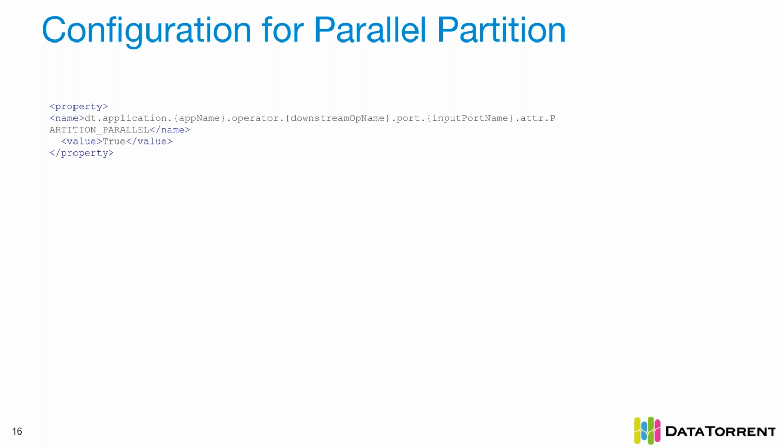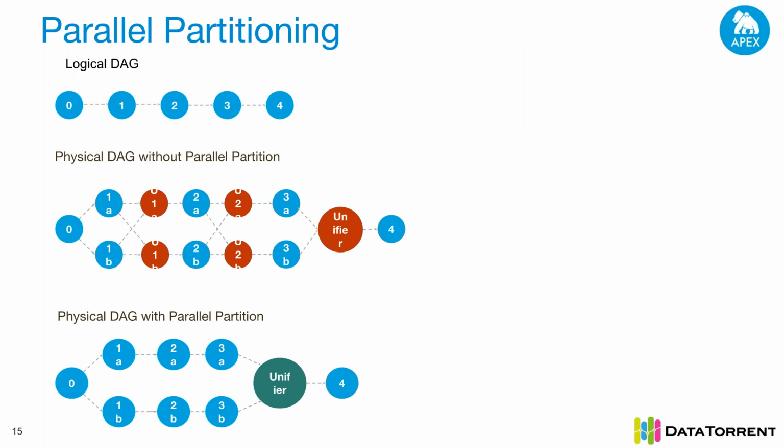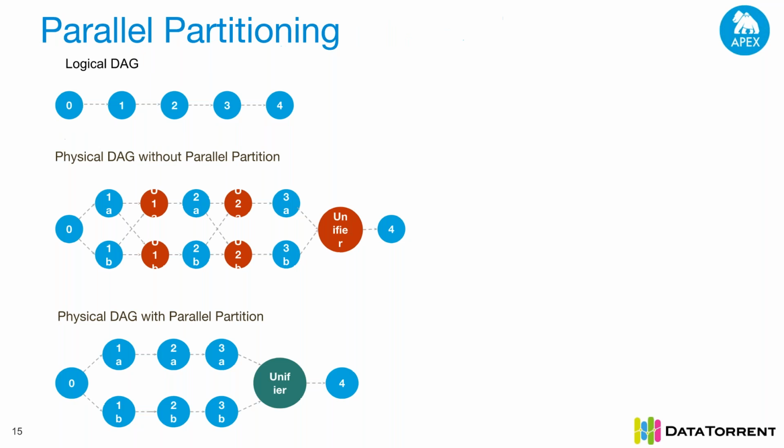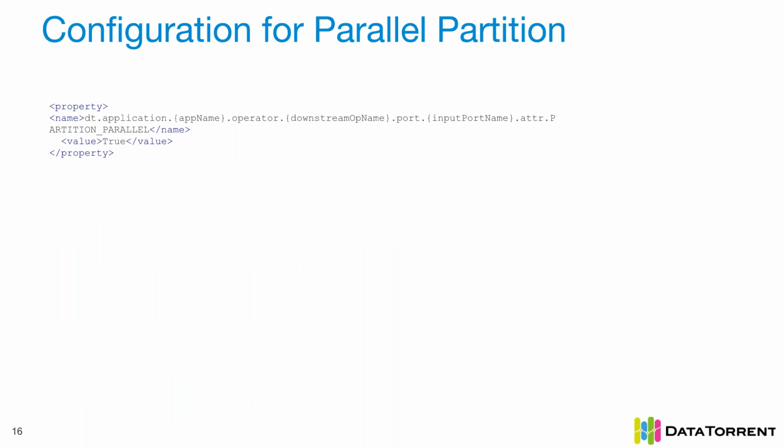So the next slide will show you how you can actually set the parallel partition. For example, in the current slide, when you want to set the parallel partition for operator 2, you have to set the partition parallel attribute on the operator prop attribute on the input port of operator 2 to a true value. What it does is it ensures that operator 2 will have the same number of partitions as operator 1.